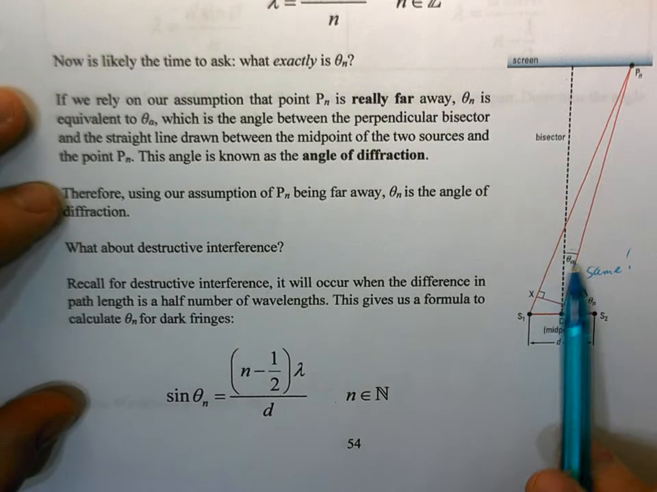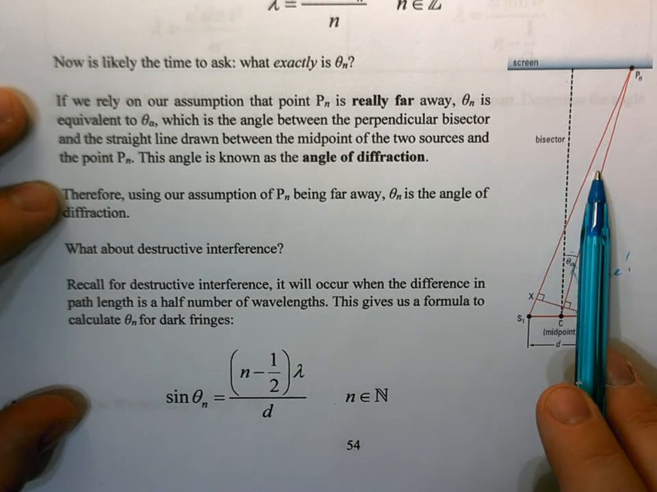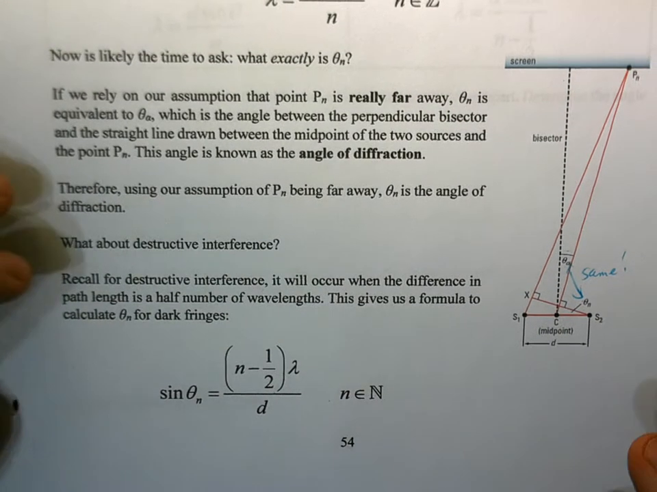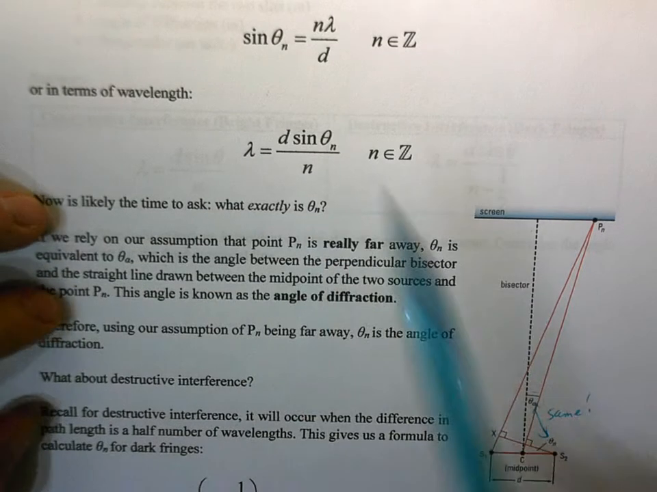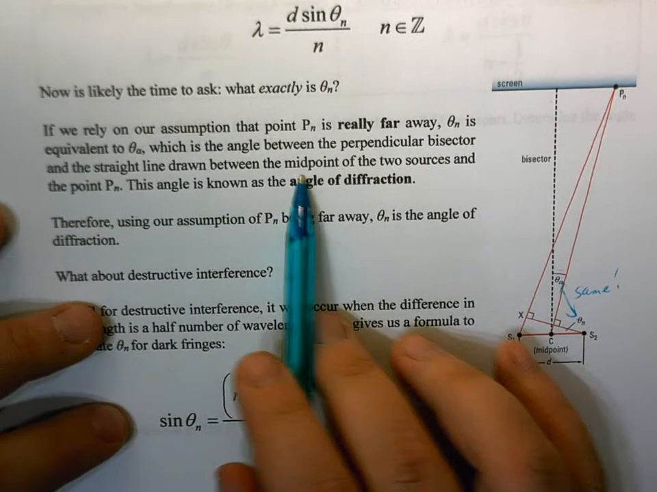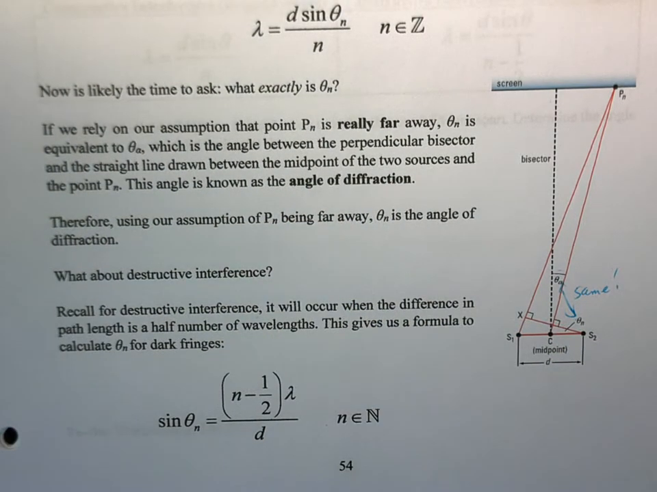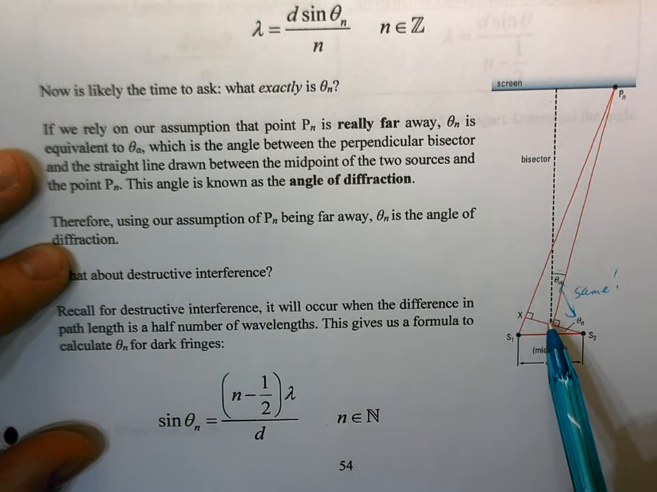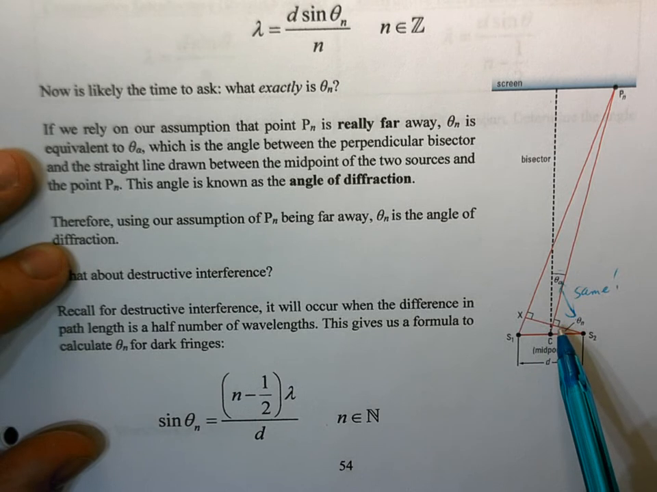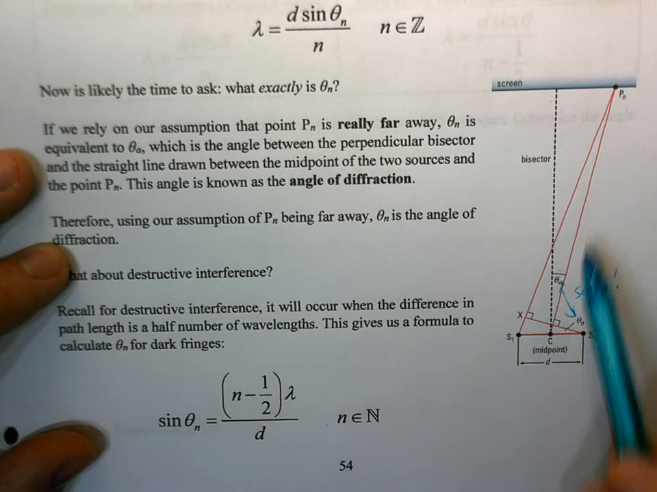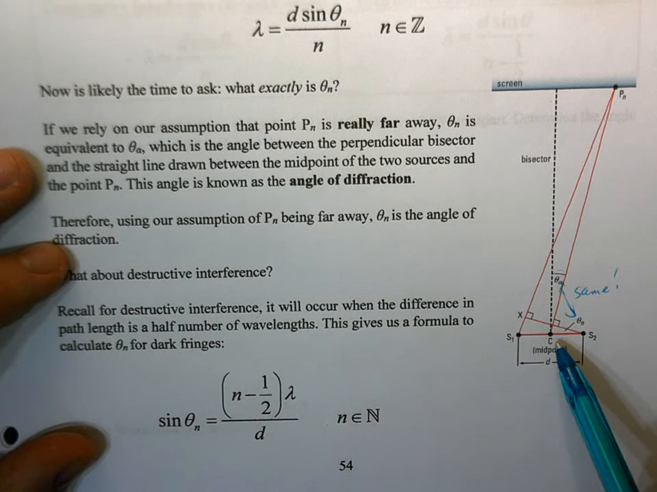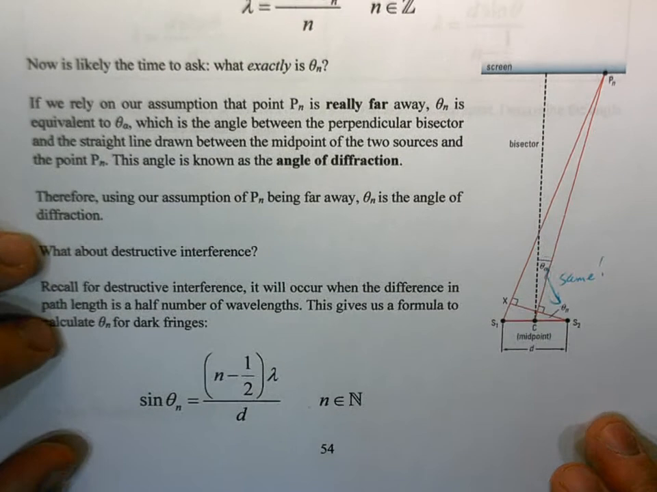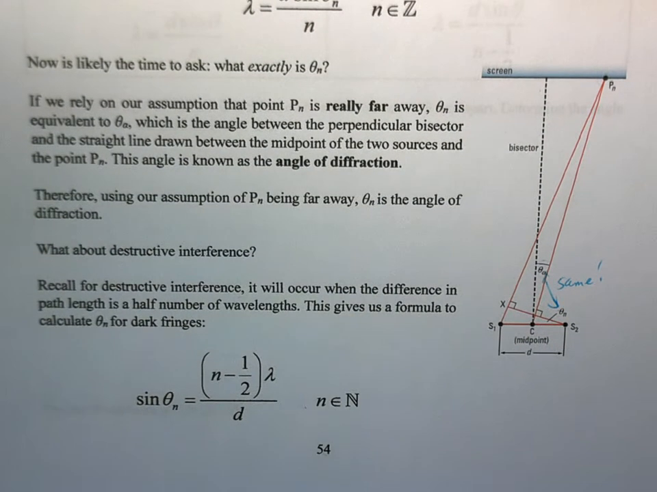Now, this angle here, this angle between the bisector and our actual path to the fringe, this from the midpoint, this is what we call our angle of diffraction. So that theta n that we've just randomly introduced, this is what we are going to call our angle of diffraction. The angle of diffraction will always be the angle that is created between the midpoint and the central maximum, and the midpoint being between the two slits, and the midpoint and the point under investigation. That is our angle of diffraction. That's what we're going to be looking at exclusively.